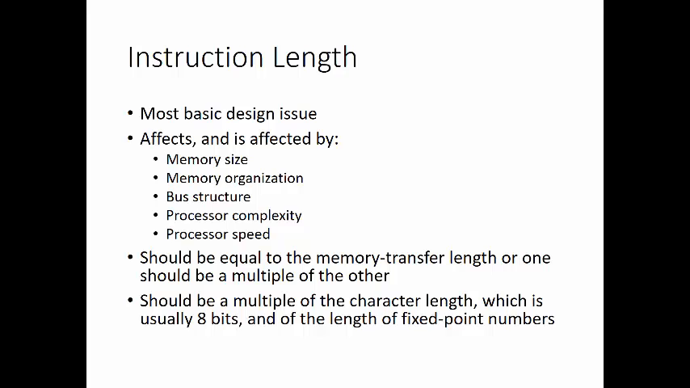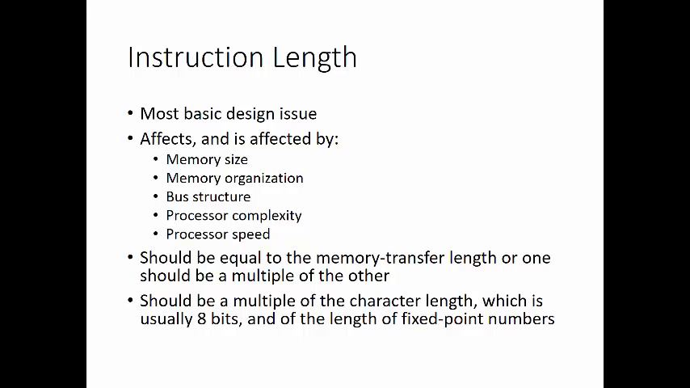Beyond this basic trade-off, there are some other considerations. The instruction length, again, should be equal to the memory transfer length from the system bus, or one of them should be a multiple of the other. And another important feature is that it should be a multiple of the character length, which is usually 8 bits, or of the length of the fixed point numbers.